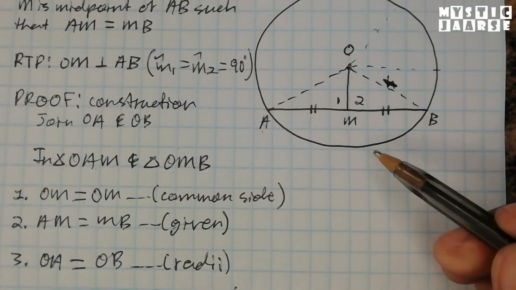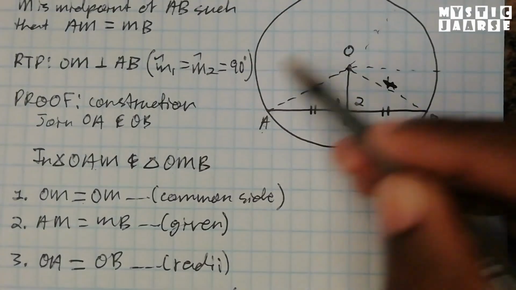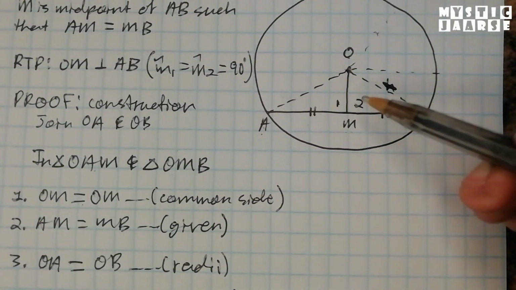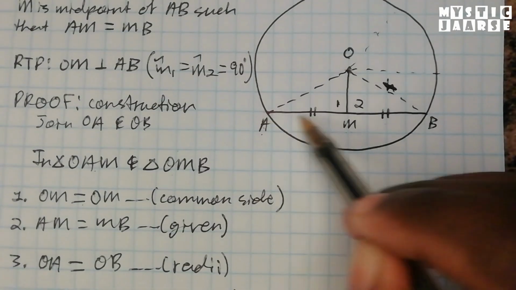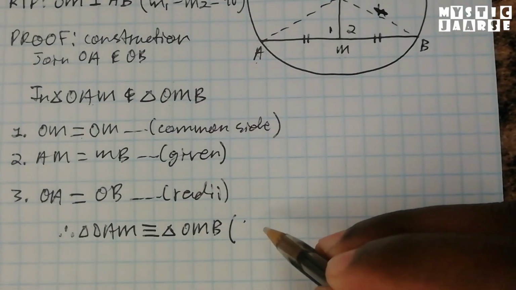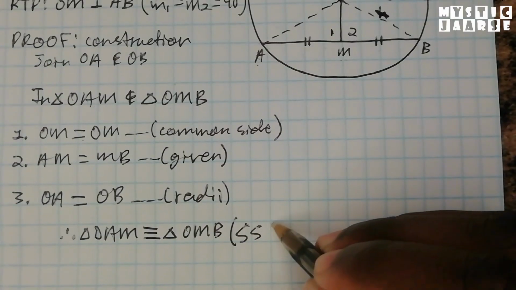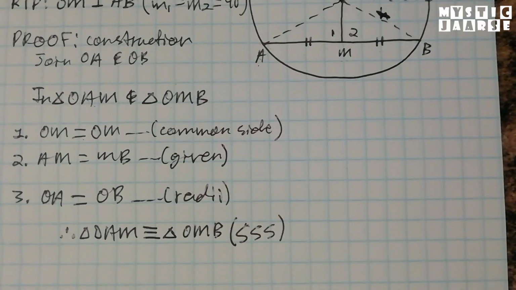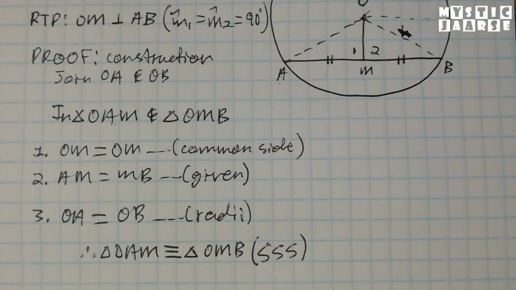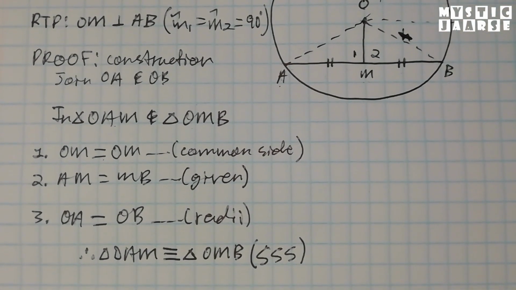Why? Because we have proven that this side of this triangle is equal to this side of this triangle, this side is equal to this side, and this side we were given that it is equal to this side. So we have three sides. We have proven that three sides of these two triangles are equal. Therefore, the two triangles are congruent.